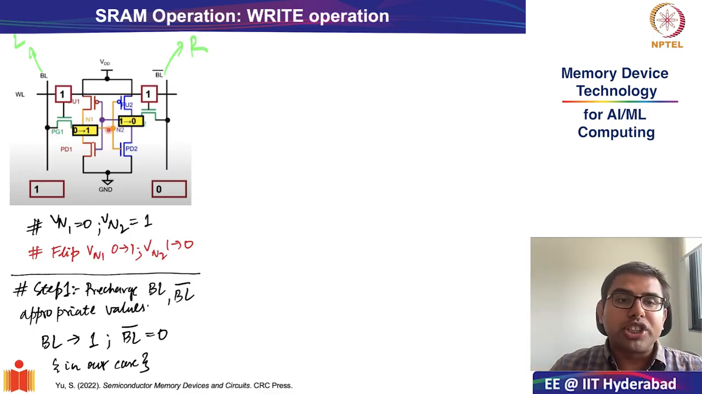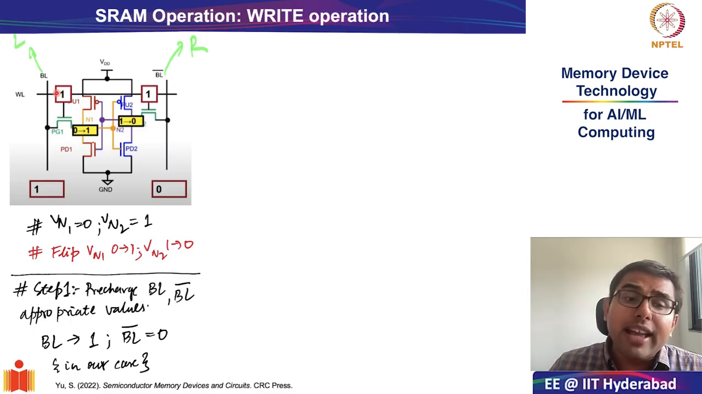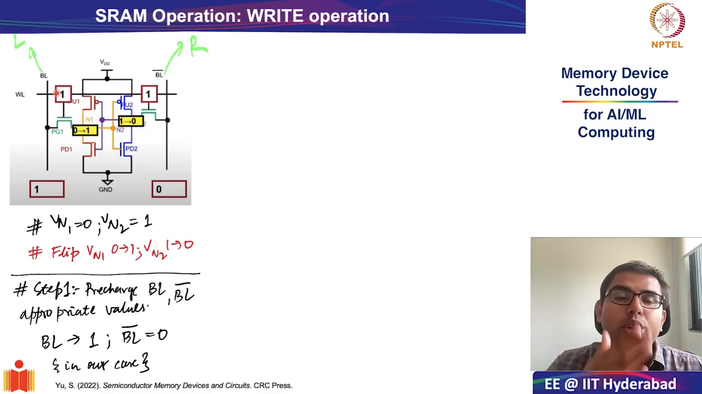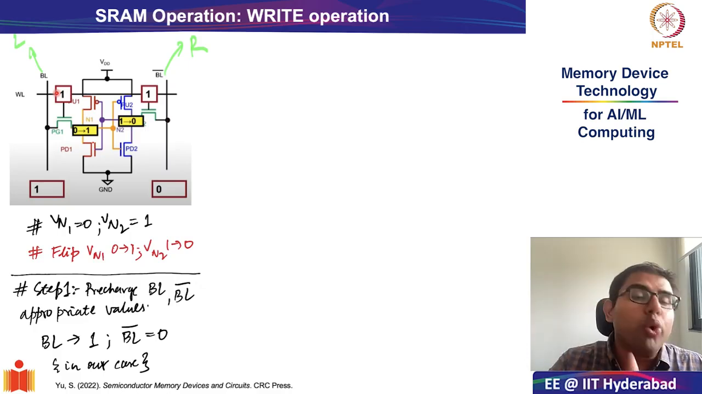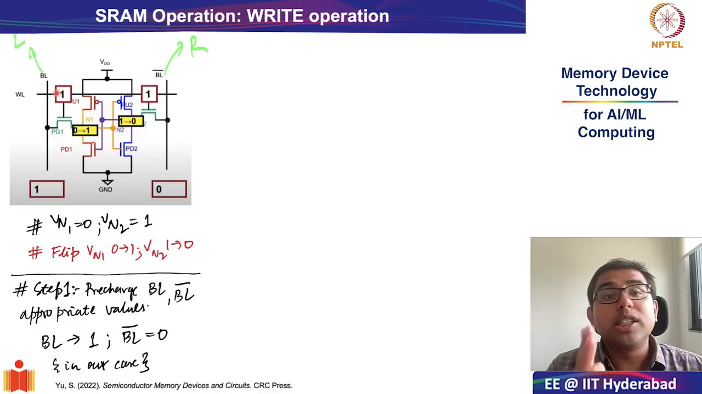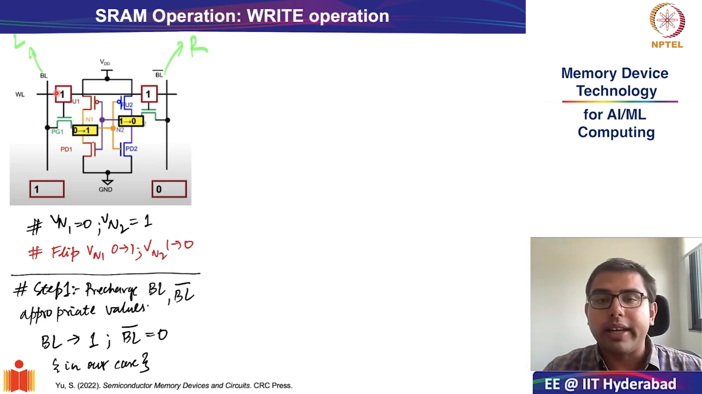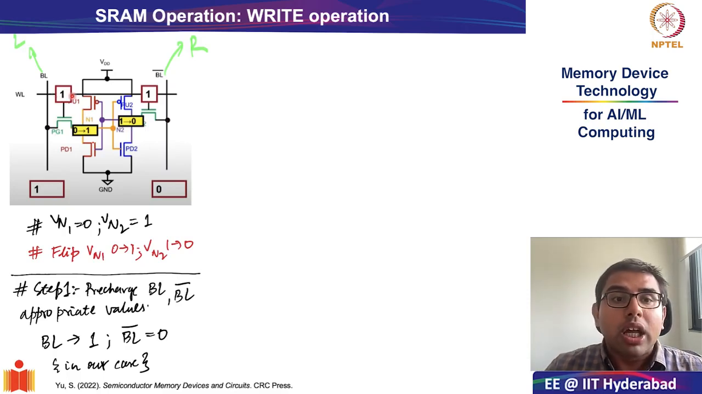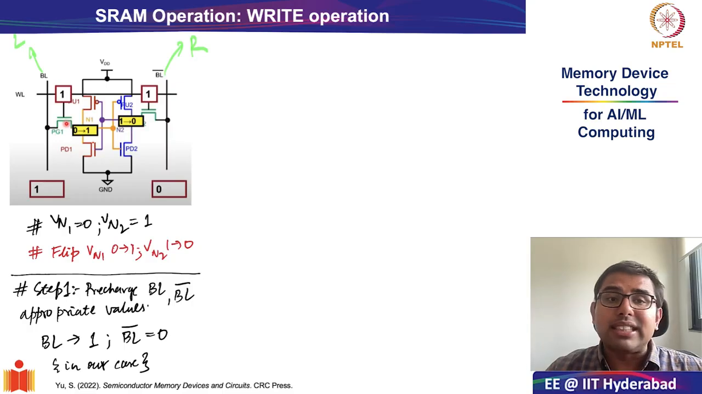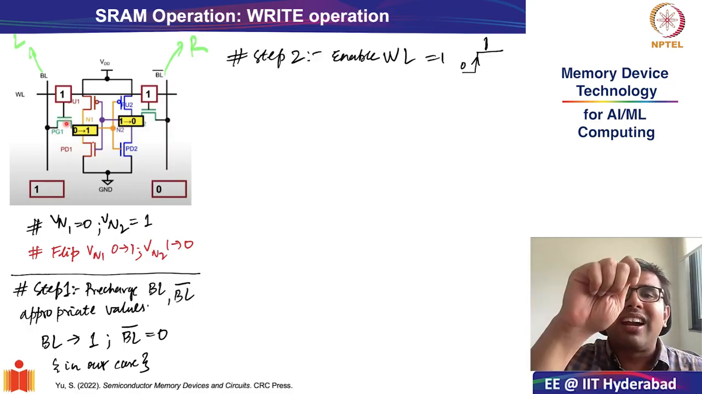Remember, in the read operation, to do a non-destructive read, both the bit line and bit line bar are precharged to VDD or 1. Here, depending on what value you want to write into your left and right hand side of the branch, or to Q and Q bar or N1 and N2, you appropriately precharge the bit line and bit line bar, and this happens to be 1 and 0 in this particular case. Okay. Next, what do we do? Of course, to turn on the pass gate transistor, we need to enable the word line. So the next important step is to turn on the word line.